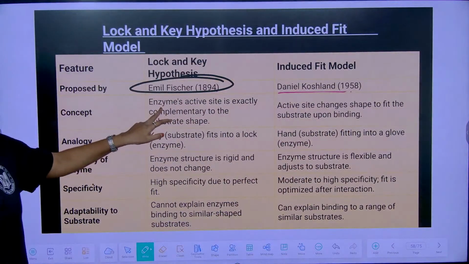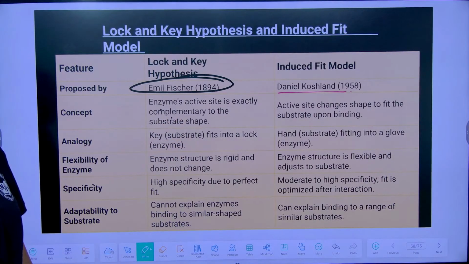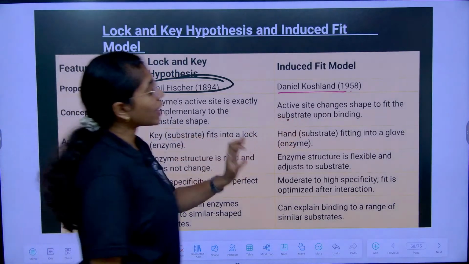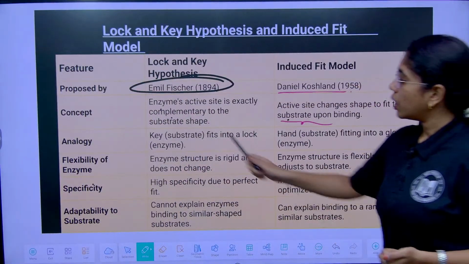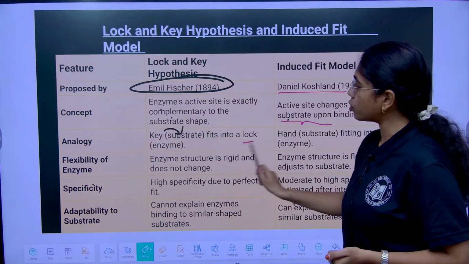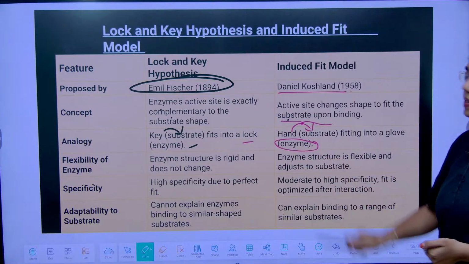Here the enzyme's active site is exactly complementary to the substrate shape in the lock and key hypothesis, but here the active site changes shape to fit the substrate. The key is the substrate here, which fits into the lock, that is the enzyme. The hand is the substrate here, which fits into the enzyme, which is the glove.